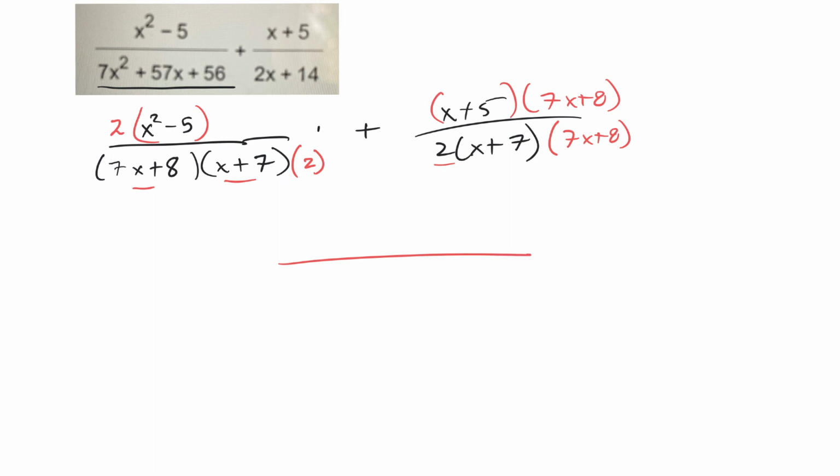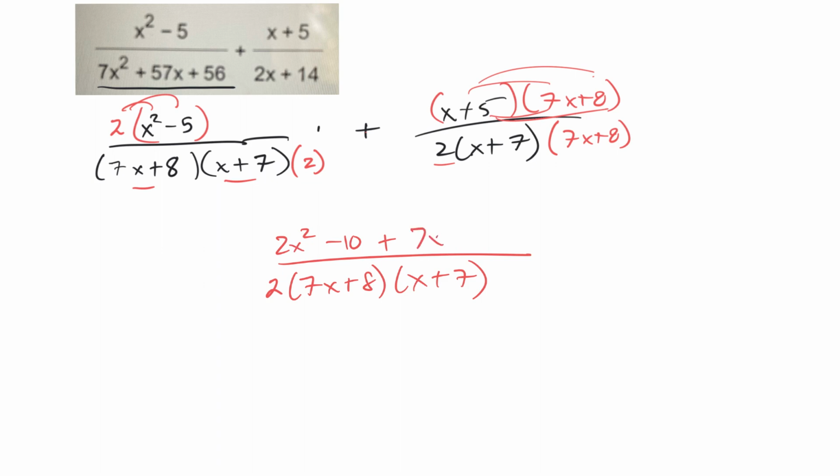Okay, so now I have one denominator, 7x plus 8, x plus 7, and a 2. So on that top one, I'll need to multiply that together. So I'll have 2x squared minus 10 plus, and now since this is plus, I can just FOIL this thing as is. If that was a minus, I'd FOIL it all and then apply a negative sign. But since it's positive, I don't need to do that. So it'll be 7x squared plus 8x plus 35x plus 40.